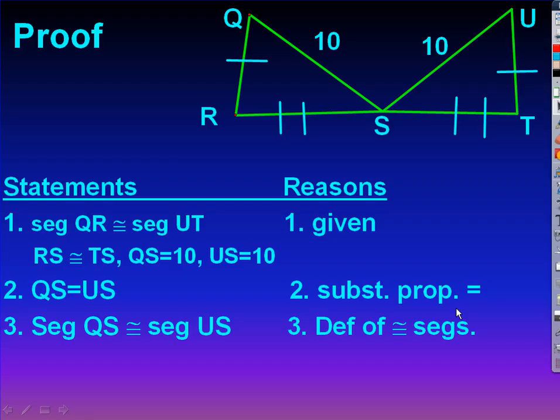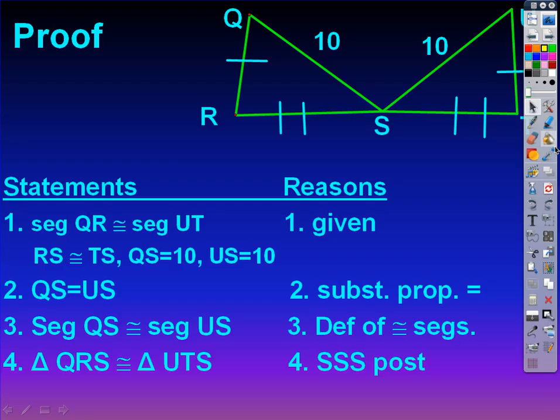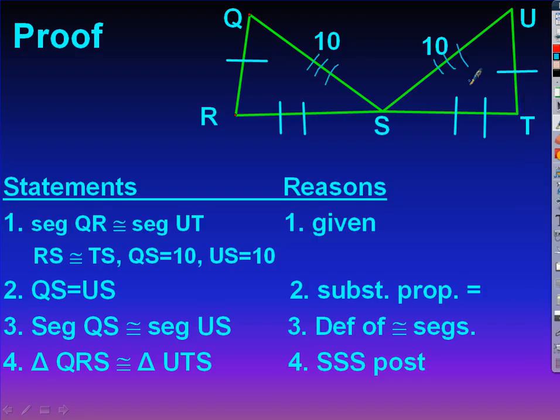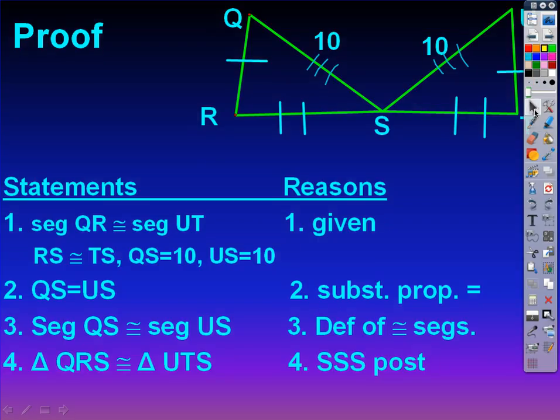So I do know then that segment QS and segment US are congruent by the definition of congruent segments. If segments are equal in length, then they're congruent, right? By definition. And then finally, once I add that other little piece of congruence information, now I know the triangles are congruent by side, side, side. Okay? Make sense? All right.